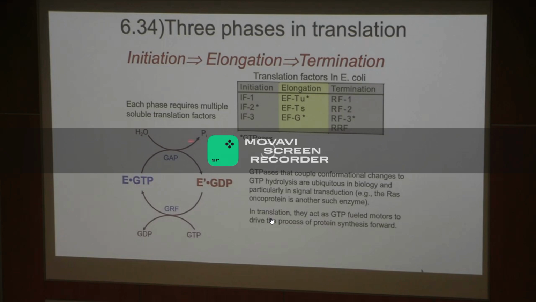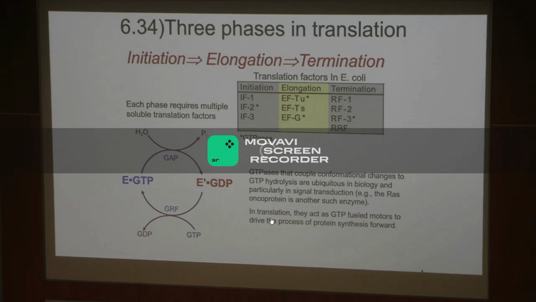So this is a hydrolysis reaction. We use up water and we produce GDP and inorganic phosphate. This reaction often will not occur spontaneously. The GTPase needs to be activated. And so there are GTPase activating proteins, GAP, that will bind to the GTPase and allow it then to catalyze this reaction.